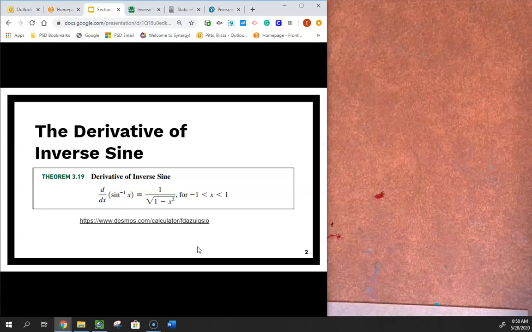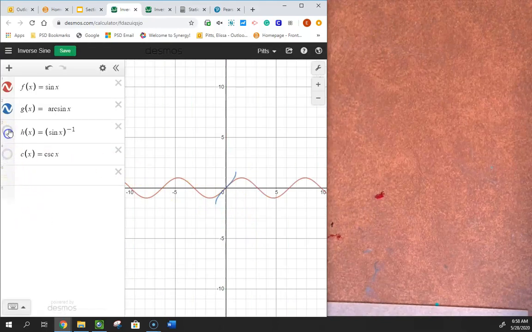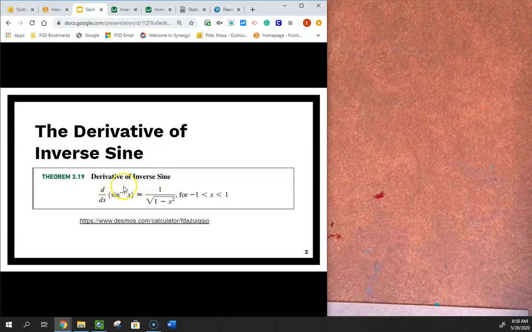We're going to start with the inverse sine function, and this theorem here gives you the derivative of the inverse sine function, and we're going to figure out where that comes from. But first we're going to look at the graph of the sine function and the inverse sine function. So here I have a graph of a whole bunch of different things. And the first thing that I want you to know is that the inverse sine function is not the same thing as sine of x to the -1 power.